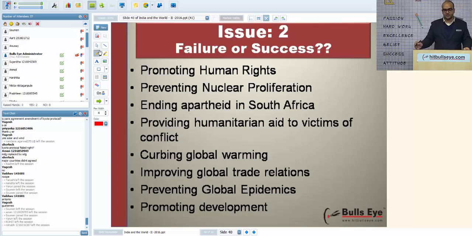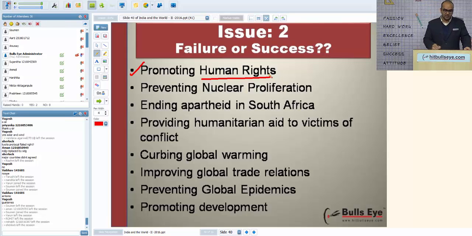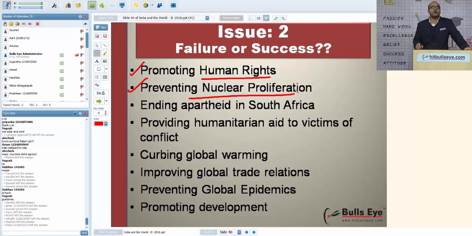Then, of course, how do you assess UN's performance throughout its lifespan, right? As far as human rights promotions are concerned, of course, it has a charter of human rights, but has it really been able to promote the cause of human rights across the world? That remains a question. Preventing nuclear proliferation, right? Since 1945, more and more number of countries have acquired nuclear weapons, and UN has not been able to stop the spread of nuclear technology.